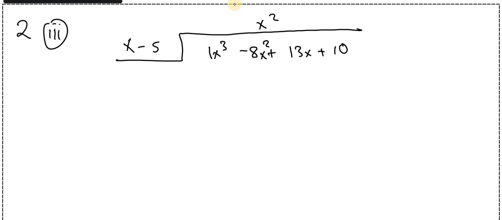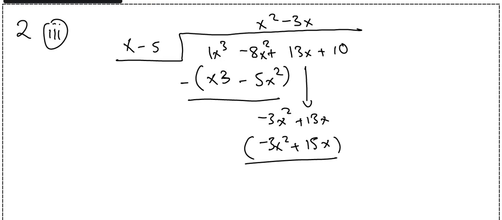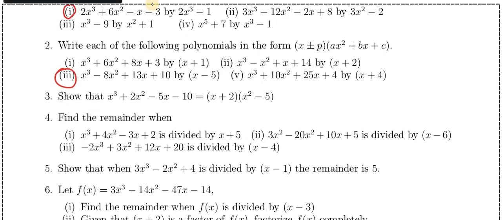That's going to be x squared minus 5x squared. We're subtracting, so this is going to give us a -3x squared. Then bring down the 13. This is going to give us -3x, and this is going to give us -3x squared then plus 15x. Is this a 13? Yes, that's a positive 13.